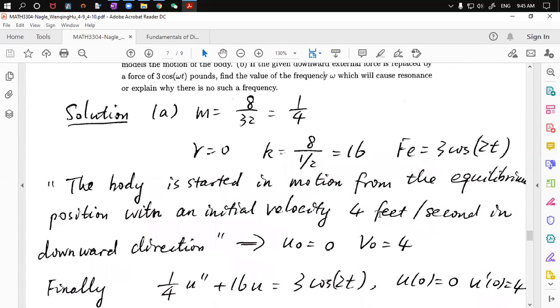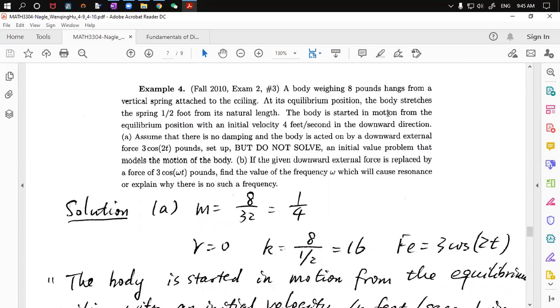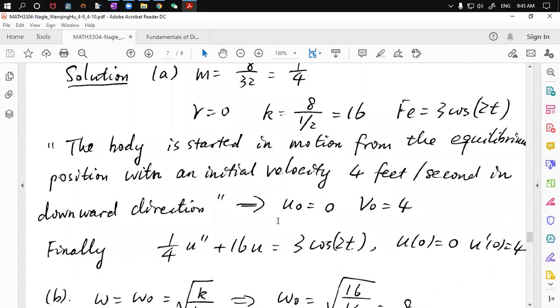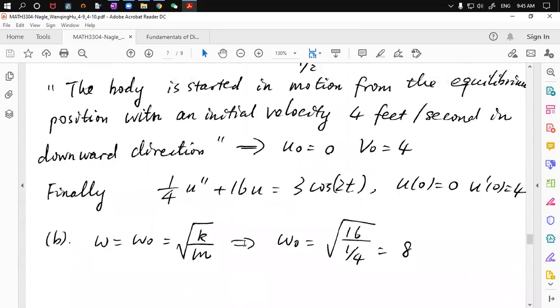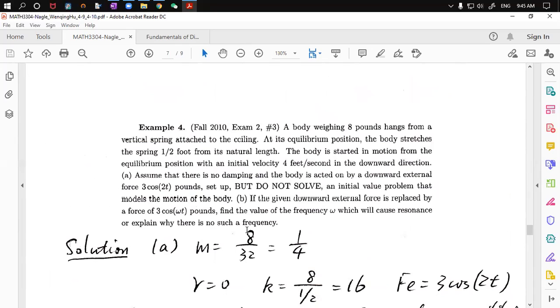So with the initial conditions, how do we have the initial condition? Well, here the initial conditions are a little bit strange because the body is starting a motion from the initial position with initial velocity 4 feet per second in the downward direction. So that means the initial position is 0, but the initial velocity is 4. So that's going to be your situation. However, here the question is asking you, can you find a resonance for the omega? So omega is not 2 anymore, but the general omega. Can you find the omega for which you're going to have resonance?